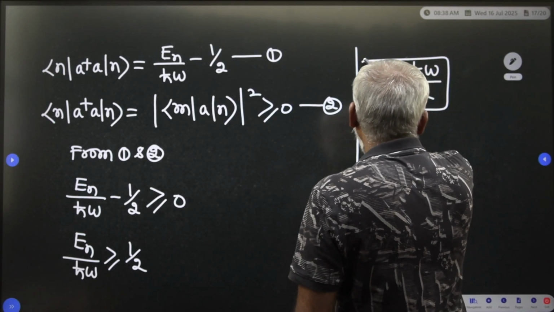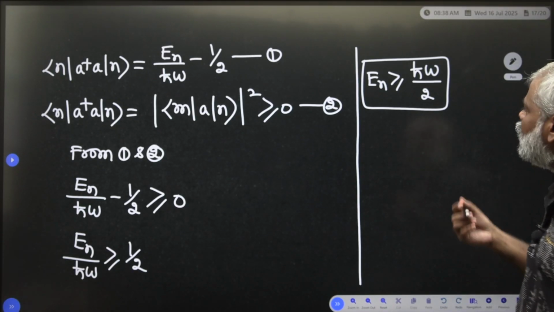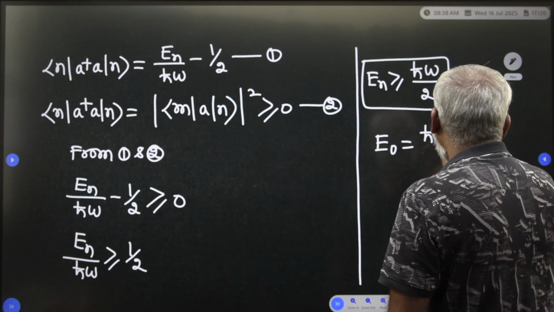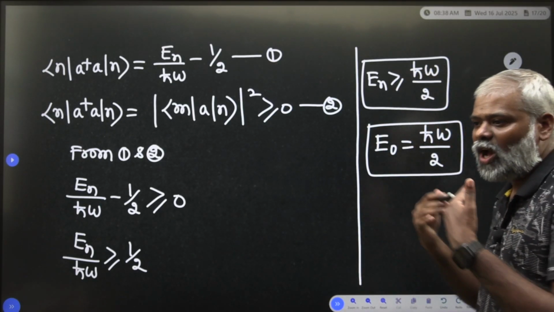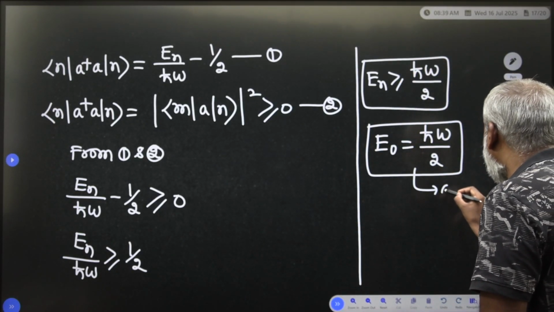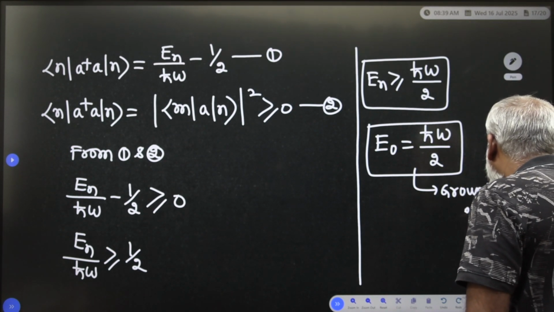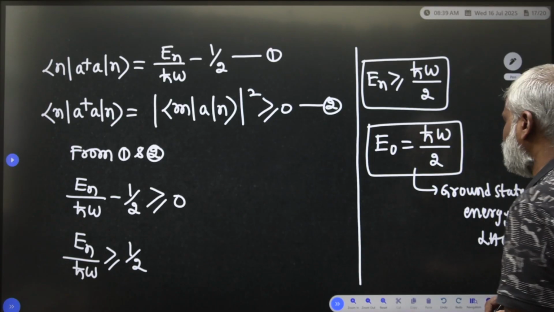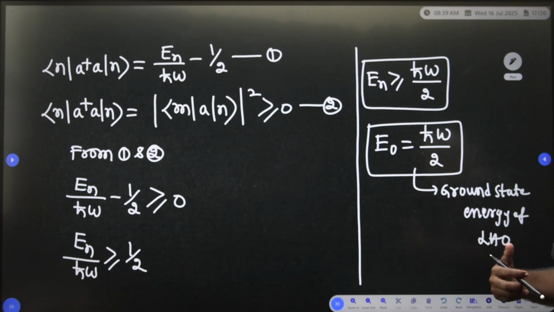So what is that meaning? En must be greater than or equal to h cut omega by 2. Therefore the ground state energy E0 is equal to h cut omega by 2. This is the ground state energy. The first excited state obviously will be greater than h cut omega by 2. This energy we call the ground state energy of the linear harmonic oscillator. This is very very important.